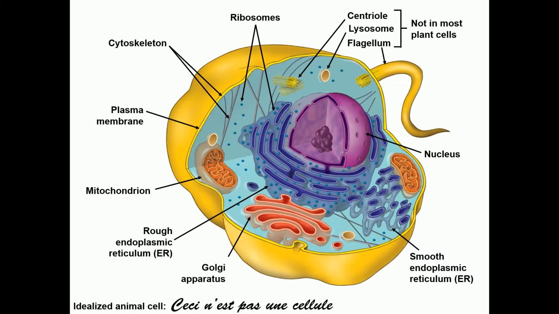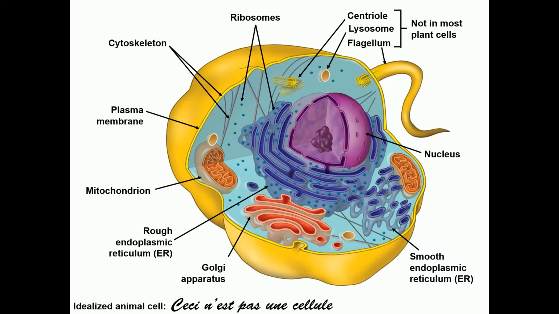How else can I tell? There's no cell wall. That's a good indication that it is an animal cell. That's kind of unique to animal cells, actually, not having a cell wall. Plants have a cell wall. Fungi have a cell wall. Bacteria have a cell wall. Only animal cells definitively have no cell wall. So that's a pretty good indication right there.